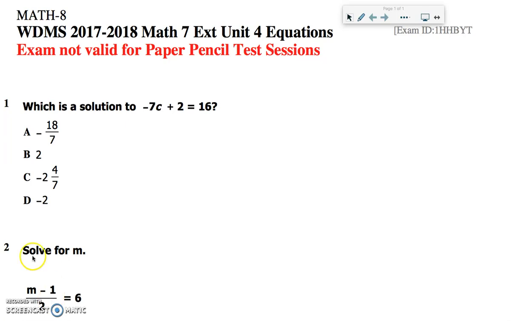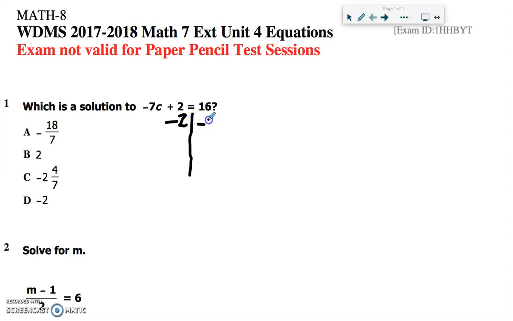Okay, let's begin. Which is the solution to negative 7c plus 2 equals 16? Well, let's take our handy dandy little pen, and we should remember that we need to unwrap the gift. You remember me talking about that? In other words, undo PEMDAS in reverse order and do the opposite operation. So if I knew what C was, I would multiply it by negative 7 first and then add 2 to that product. But since I don't, then I need to subtract 2 from both sides of the equation.